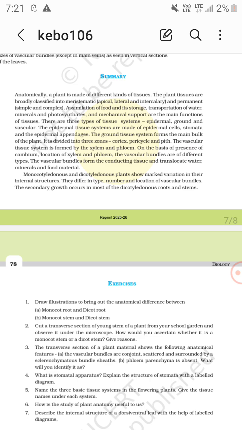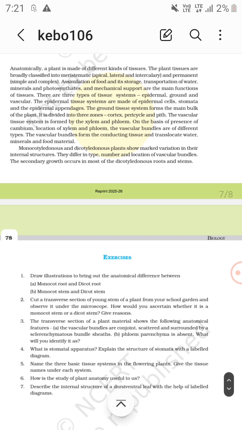So this is it. Now monocot and dicot plants show marked variation in their internal structure, but they differ in type, number, and location of vascular bundles. Now secondary growth occurs in most of the dicot roots and stems, even roots as well.